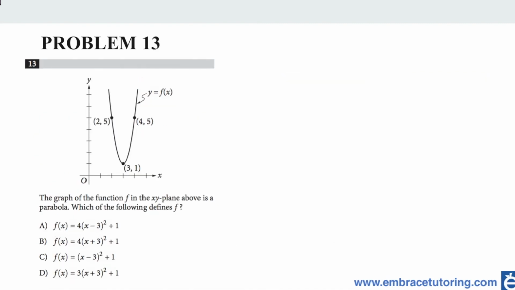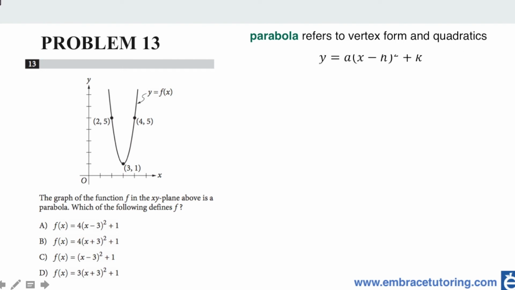For problem 13, it says the graph of the function f in the xy plane above is a parabola, and you can tell by the shape here of the parabola. It says, which of the following defines f? One of the things you want to pay attention to is that whenever you see a parabola, this is always going to refer to the vertex form and specific types of quadratics, right?